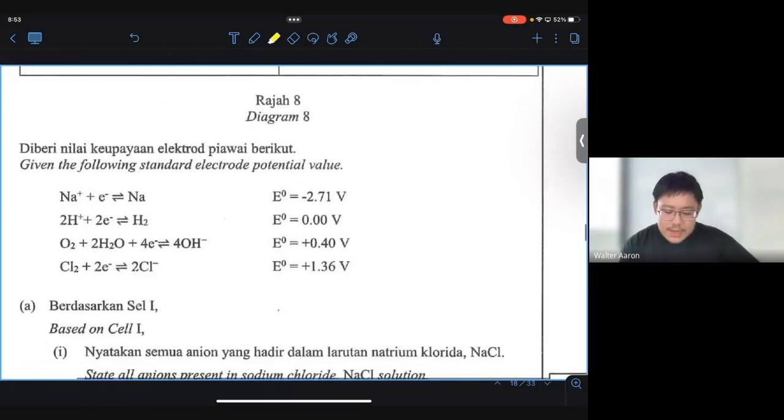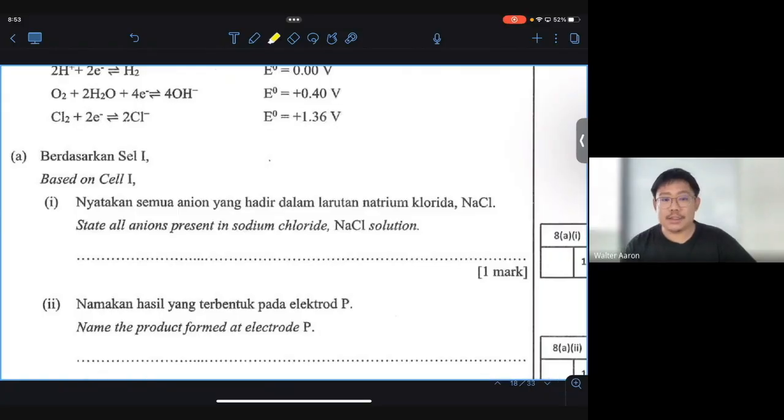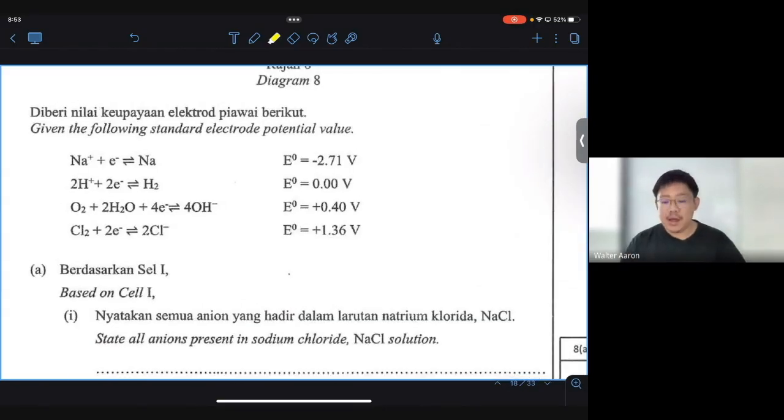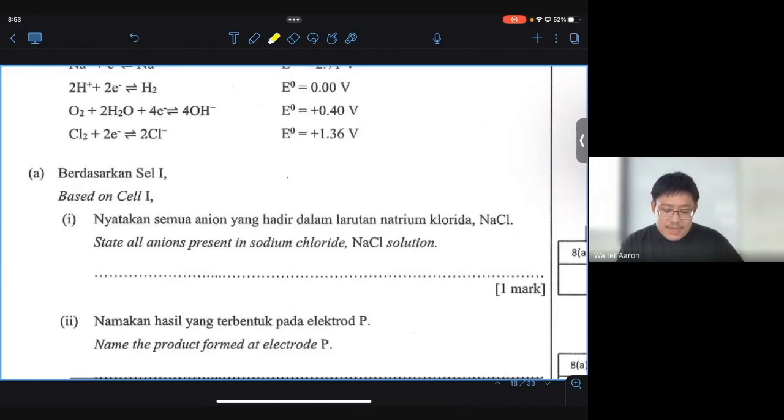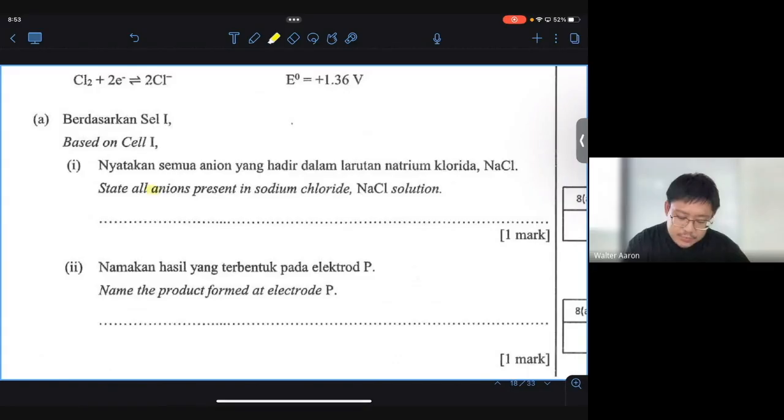Then you have the standard electrode potential values of the substances. Whatever you explain in this whole question number 8 must be based on the standard electrode potential values, not on the ECS that I always mention, because they didn't mention ECS and specifically give you these values. So you must use the values here to justify why certain substances are discharged. Based on cell number 1, the left one, sodium chloride, state all anions present. Anions refers to negatively charged ions. So you have OH minus and Cl minus ions.